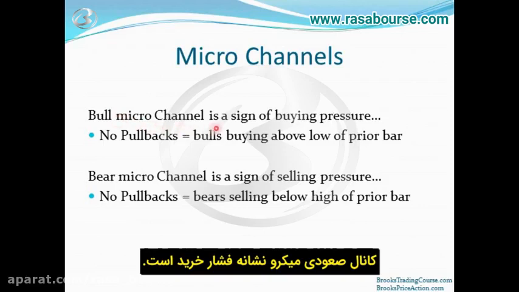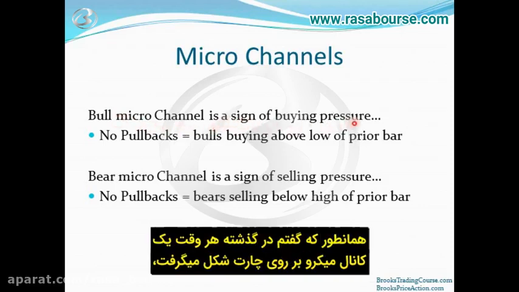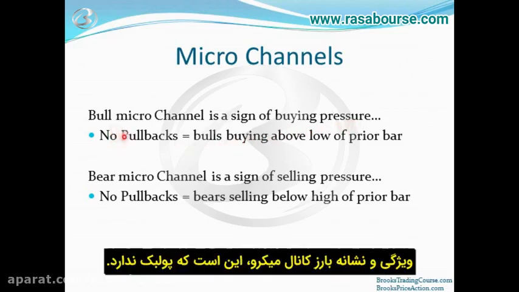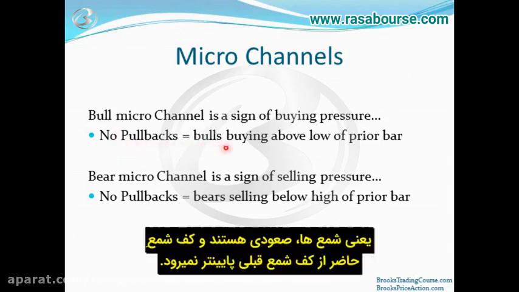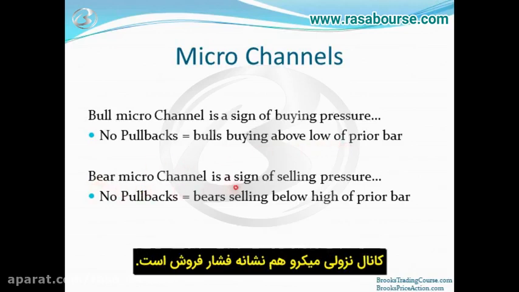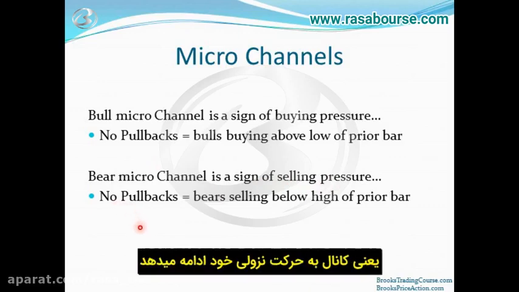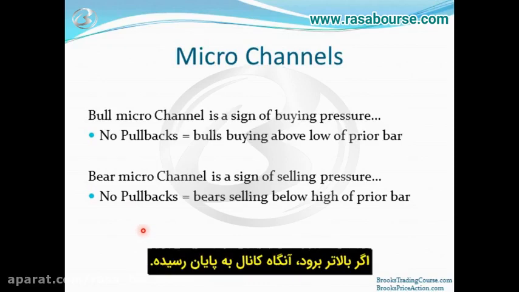When you have a bull micro channel, it's a sign of buying pressure. As I said, years ago, people used to say that a buy program was going on whenever they would see a micro channel on the chart. The hallmark of a micro channel is no pullbacks. The bars keep going up, and the low of the current bar does not fall below the low of the prior bar. A bear micro channel is a sign of selling pressure. Again, no pullbacks. The channel keeps going down, and the current bar does not go above the high of the prior bar. Once it does, the channel has ended.